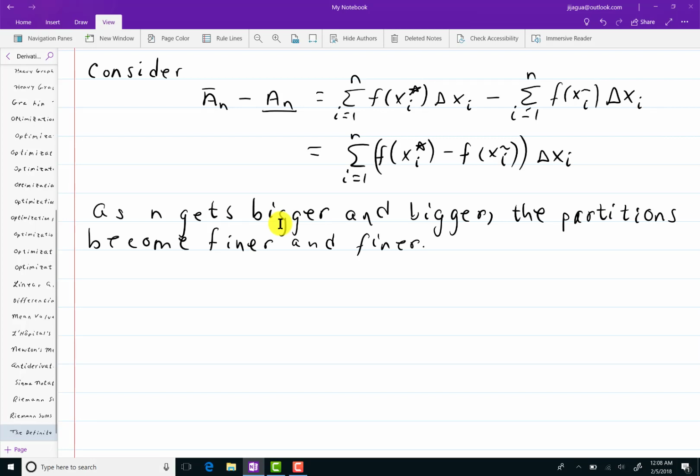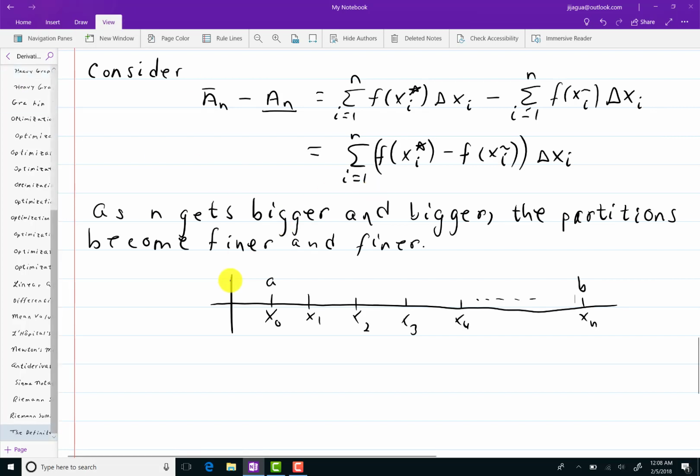That means let's just take a look at the x-axis for a moment. If I go x0, and that's a, x1, x2, x3, x4, dot, dot, dot, until I get to xn, which is equal to b. A finer partition would be that I add more slices in here than before. And notice I'm not necessarily making it true that the new slice pieces are in the middle or anything like that.